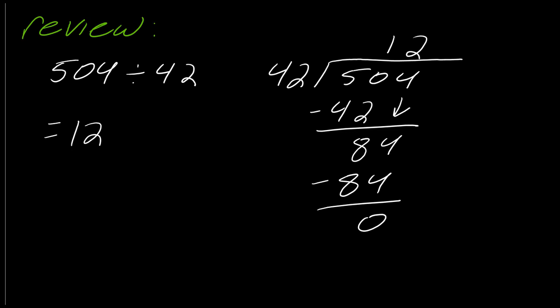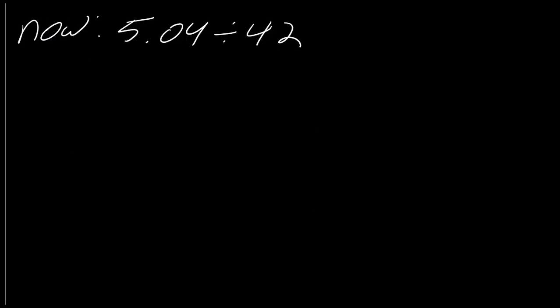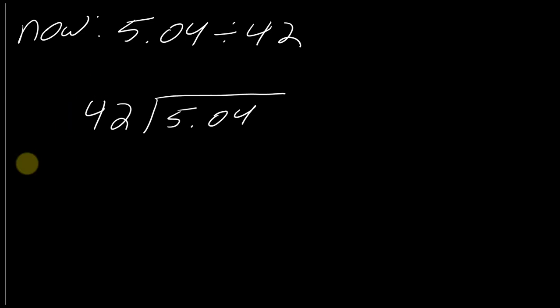Okay, so now let's compare that to 42 into 5.04. So when you have a decimal here, it actually is like the same setup. So I have 42 into 5.04. So if you have no decimals here, all you're going to do is just transfer up the decimal and then do the division as usual.